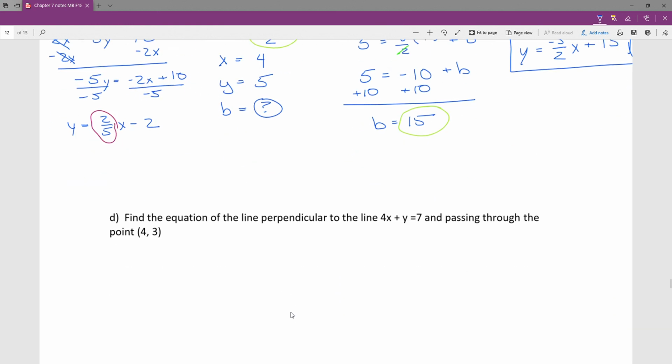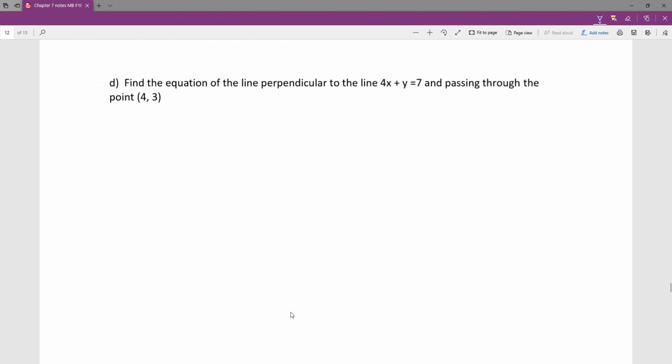One more, congratulations if you're still with me on this. This one's similar to the last one. So it says find the equation of the line. We know that the line we're being asked about is perpendicular to this one. So this is line 1 and it's going to be perpendicular to line 2. And this point is line 2. So that gives me an x and a y value.